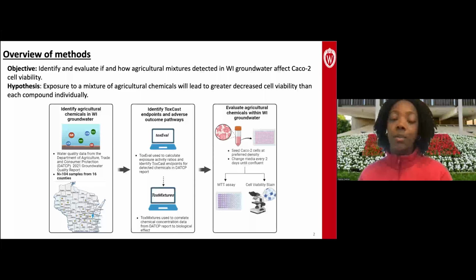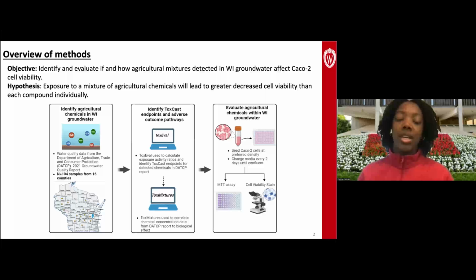Therefore, our lab aimed to identify and evaluate if and how these agricultural mixtures detected in Wisconsin groundwater would affect CACO2 cell viability. The CACO2 cells are a gastrointestinal cell line derived from humans and are typically used for toxicology research. Within the study, I hypothesized that exposure to a mixture of these agricultural chemicals would lead to greater decreased cell viability compared to exposing these cells to these chemicals individually.